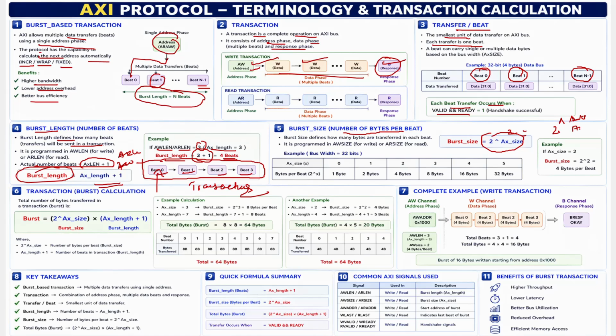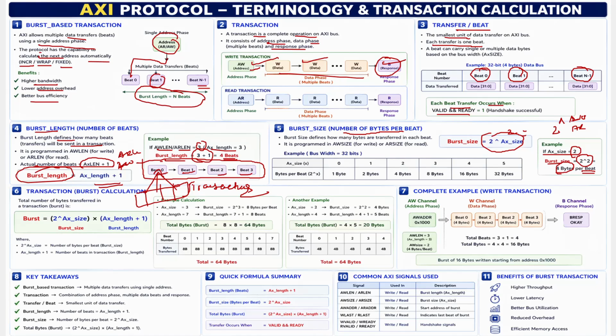Okay, 2 power AR size, or AW size. If your AX size is 2, then burst size is 2 power 2, which means 4 bytes per beat. In this beat 0, you are sending 4 bytes of data: byte 0, byte 1, byte 2, byte 3. That tells you about the burst size.